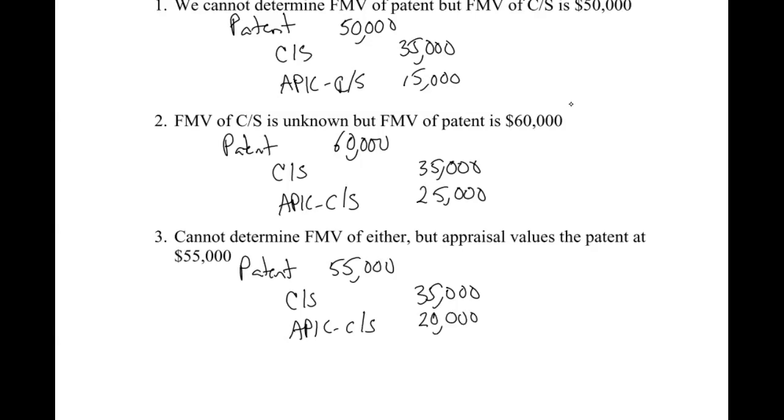Now remember, if any of these examples we've done over the past few videos was no par common stock, then there just wouldn't be any additional paid-in capital. The whole number would go to common stock. Okay, so that's a pretty quick little example here.